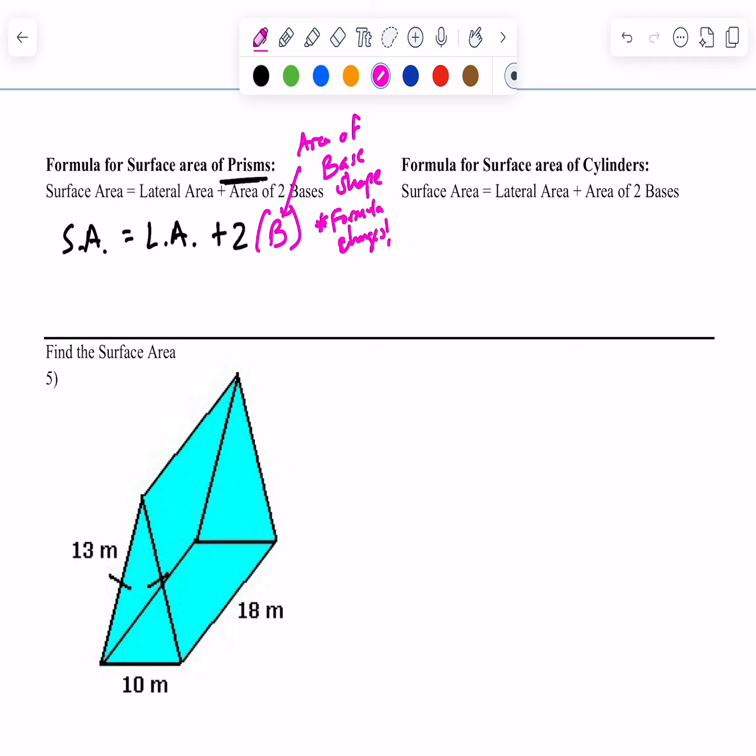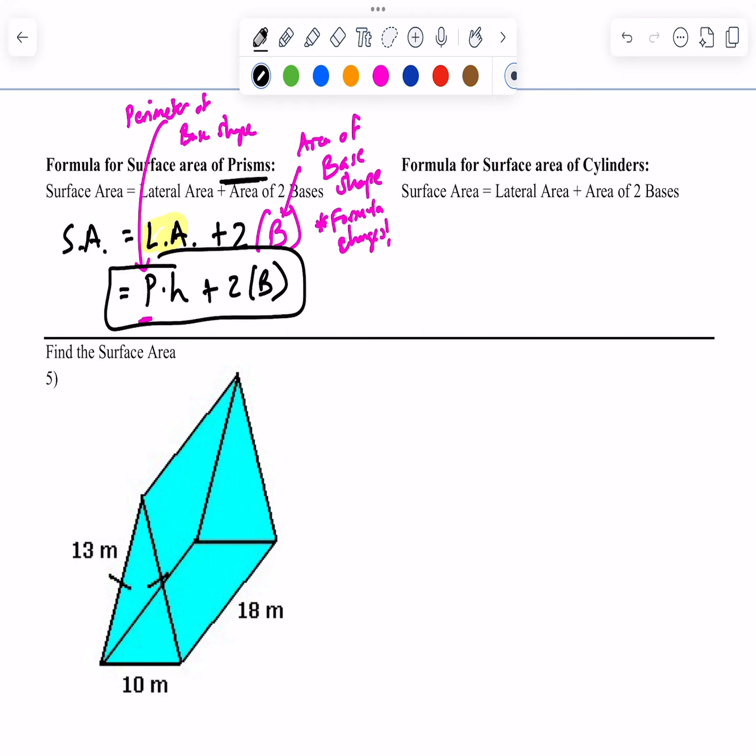Okay? And then the lateral area. What is the lateral area? This thing that we've been finding. Again, what the lateral area simply is, it's the perimeter times the height. And again, the perimeter is the perimeter of the base shape. Right, that gives you that nice rectangle. So it's the perimeter times the height plus 2 times b. And this is our surface area.